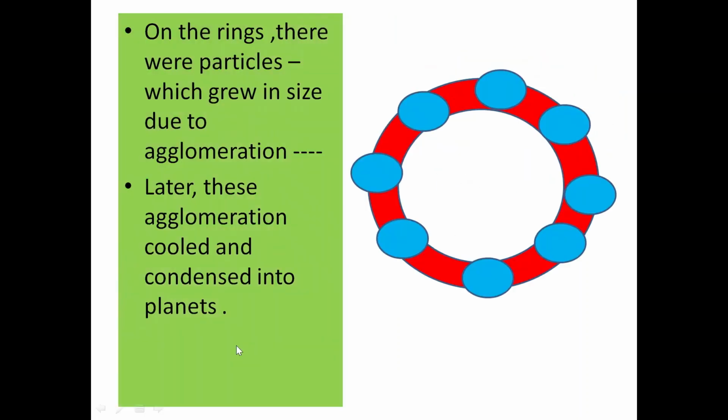Let us see how. On these rings there were some particles of gases and dust which later grew in size due to agglomeration. Later on, this agglomeration, or clump of gases and dust, cooled and got condensed into planets.